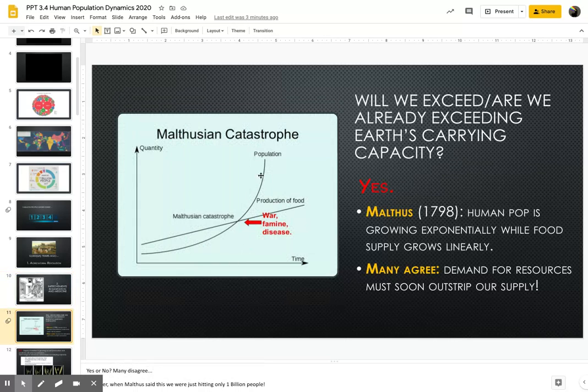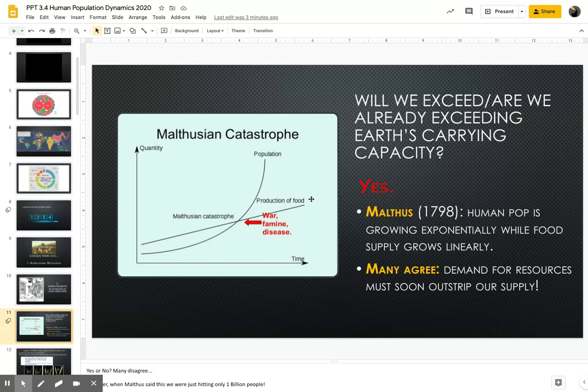Okay, then we get to Thomas Malthus. Have humans exceeded Earth's carrying capacity, or are we going to? Thomas Malthus said yes. In 1798, back when human population was just under 1 billion, he already had concerns that human population was going to exceed the Earth's carrying capacity. There would be too many people, and we wouldn't be able to feed them. He noticed this by looking at data that populations were growing exponentially, but food production, agriculture, was a linear output. And exponential growth will always beat linear output.